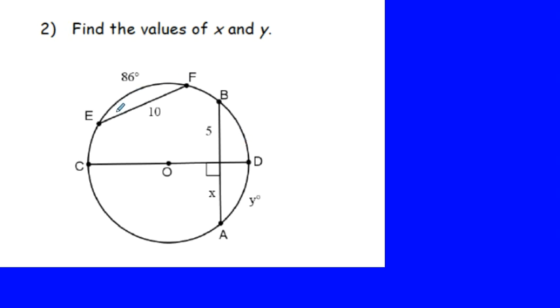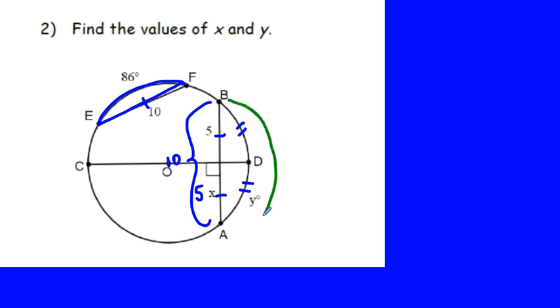All right, we see that arc EF is 86 degrees and it has a length of 10. And let's see what we've got here. We've got that this is 5. We have a diameter that is bisecting a chord, so we know that 5 and X are equal. So I'm going to let X be 5. That also tells me that these guys are going to be equal, but I need to find the whole arc. Well, if the whole length of BA is 10, then it's equal to EF, even if it doesn't appear to be. So that makes this entire arc 86. And so the value of Y would be 43.